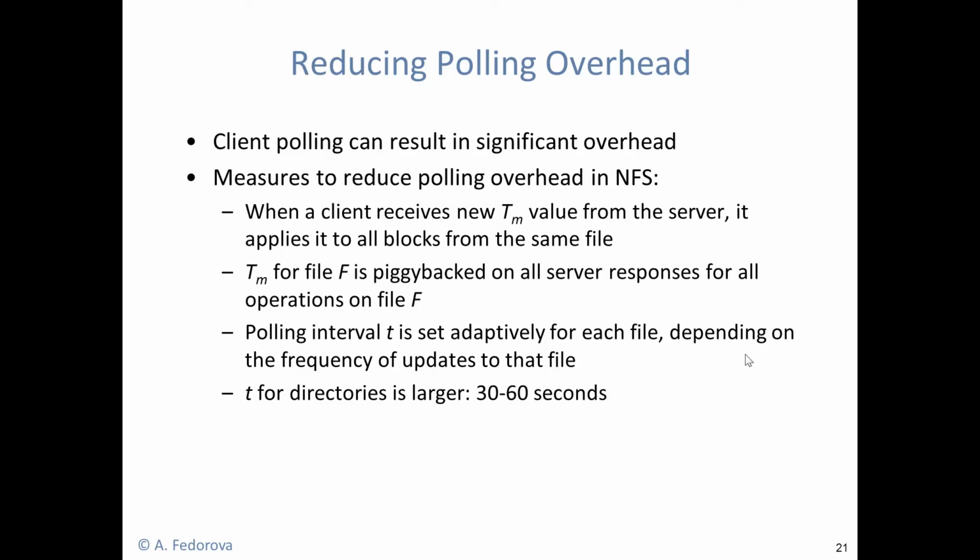And also the modified timestamp for file F is piggybacked on all server responses for all operations on file F, so that the client doesn't have to send separate messages to retrieve that timestamp. A polling interval t is set adaptively for each file depending on the frequency of updates to that file. And typically the polling interval for directories is larger, 30 to 60 seconds, because directories tend to be modified less frequently than regular files.